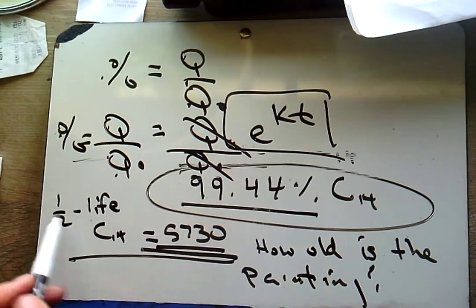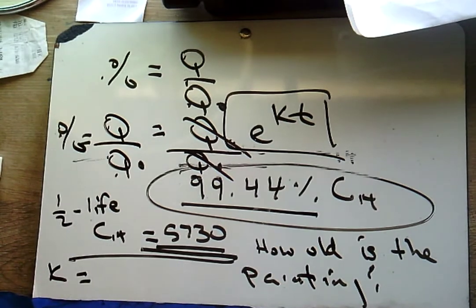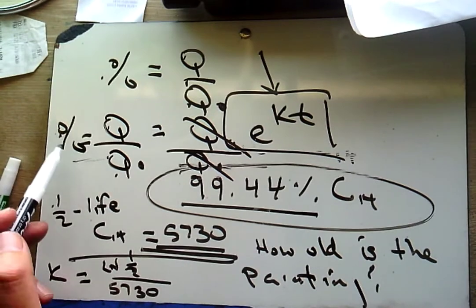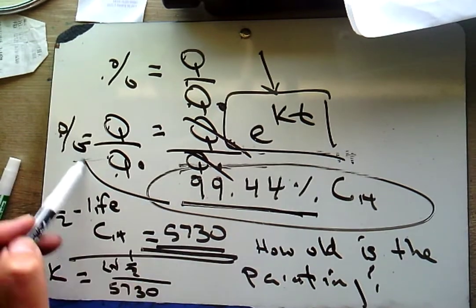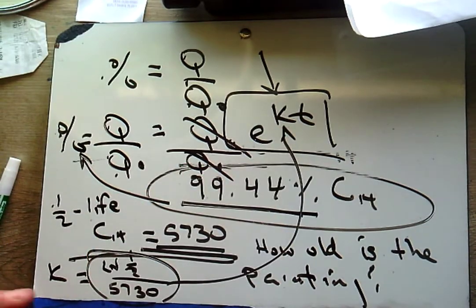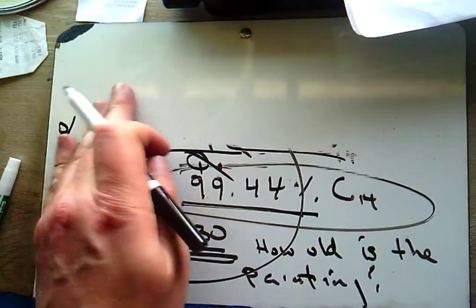How do I use half-life? Remember, we have a shortcut to find K. What's our K shortcut? What's our rate shortcut in half-life problems? ln of half over 5730. It's ln of half because we're doing half-life, and on the bottom we put the time to half-life. Okay, so we've got a percent. Let's put that in over here. We've got a K. Let's put that in over here. And let's see what we can do about solving for T.